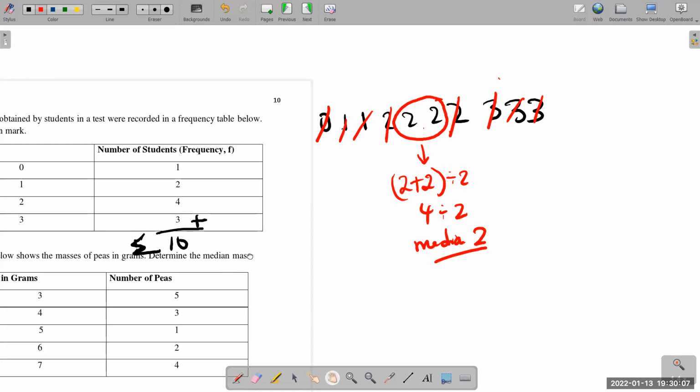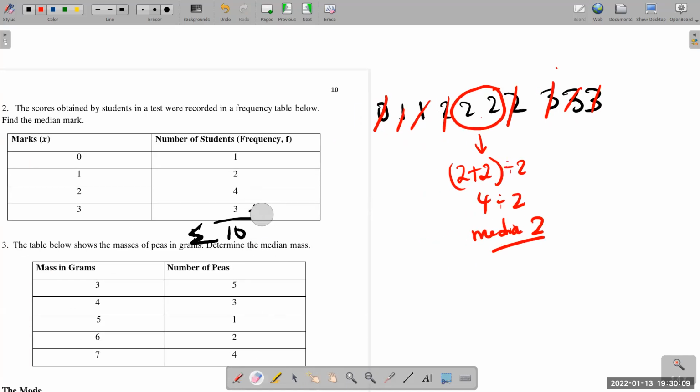Everybody with me? But let's say we don't want to do it the long way. After you add up the total frequency and you realize the total frequency is 10, the first thing you're going to do is try to find out, where would I find my half marker 10? My half marker 10 is between, what do you realize it is in between? It is not 5. You see why it is not 5? Because it's an even number. The 5th element is not the median.